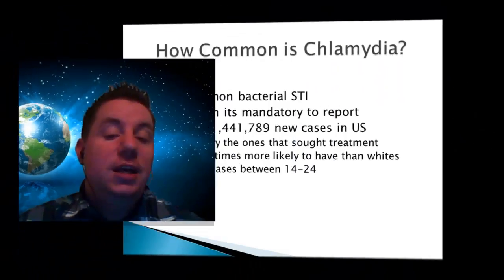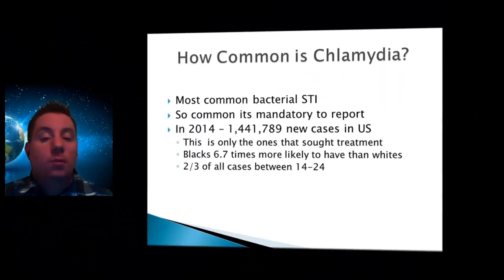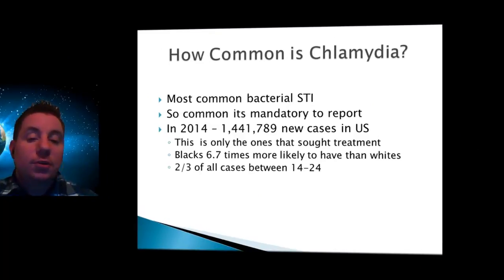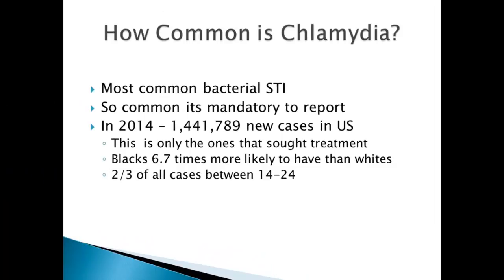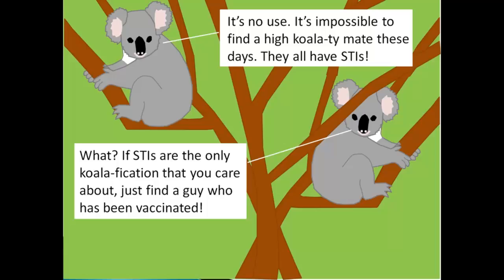CDC. In 2014, there were 1,441,789 new cases that were reported to the CDC. So you have to take into account that this is only the ones that actually sought treatment and actually had this reported. Also, from this study, blacks were 6.7 times more likely to have chlamydia than whites, and two-thirds of all cases were between the ages of 14 and 24.